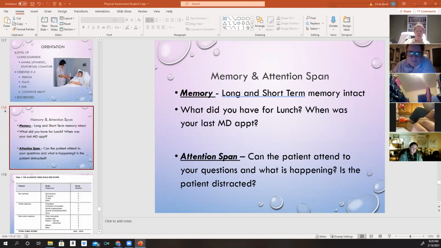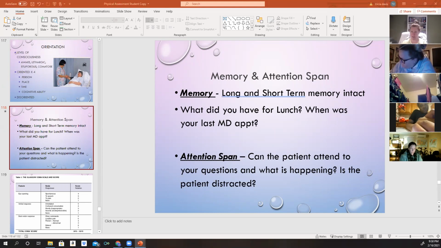It is important that we assess our patient's memory. We want to look at their long-term memory and their short-term memory. So what did you have for lunch? If they can tell you that, their short-term memory is pretty good. When was your last doctor appointment? There you're looking at that longer-term memory. Older patients might not be able to recall that.